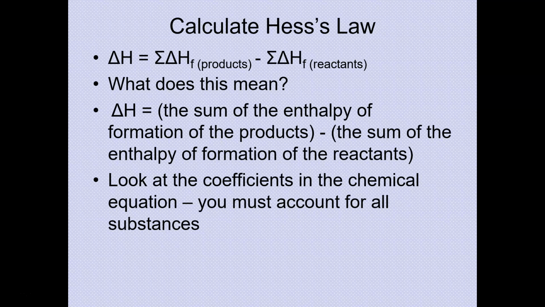Something you do need to know, though, is you need to look at the coefficients in the chemical equation, meaning you have to balance that chemical equation first if it's not balanced for you already. And you must account for all of those substances. So keep in mind, if it's 2H2O, that means you have twice as much water, and you need to account for that. So you're going to use the coefficients to multiply.